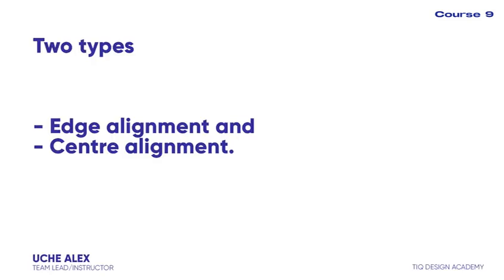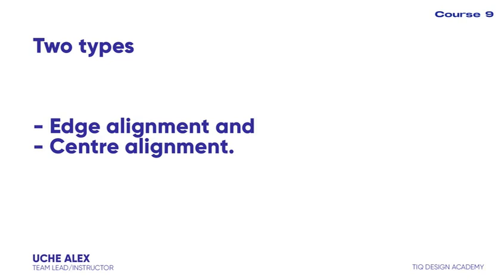Now there are two types of alignment, which are edge alignment and center alignment. Alignment by edge is simply aligning a group of elements towards the edge of a design. Then center alignment is aligning elements or a group of elements to the center of a design. Now let's look at edge alignment and center alignment.